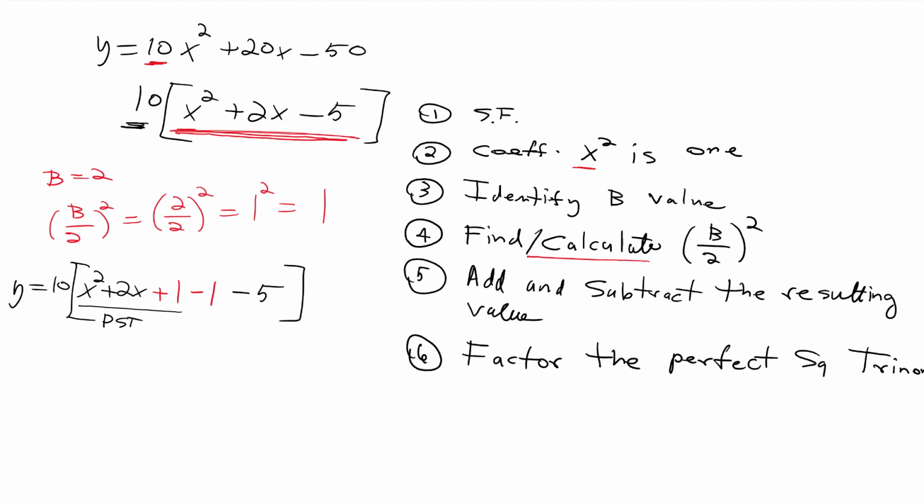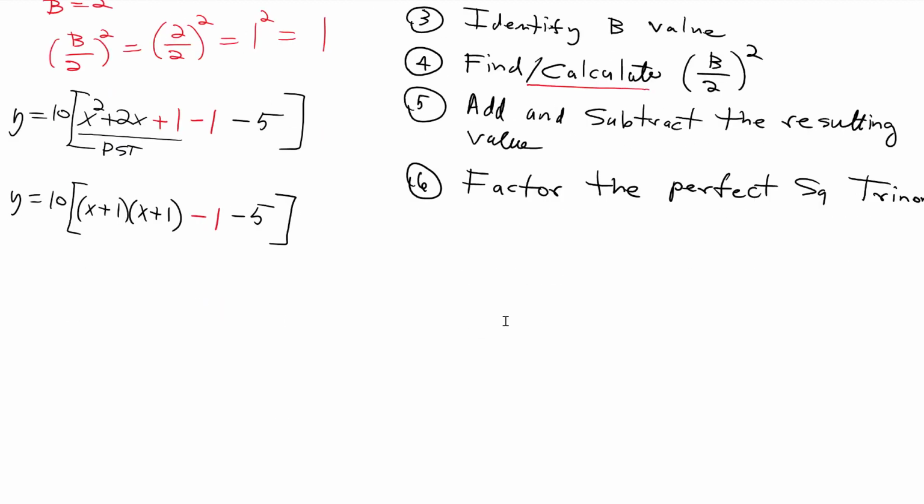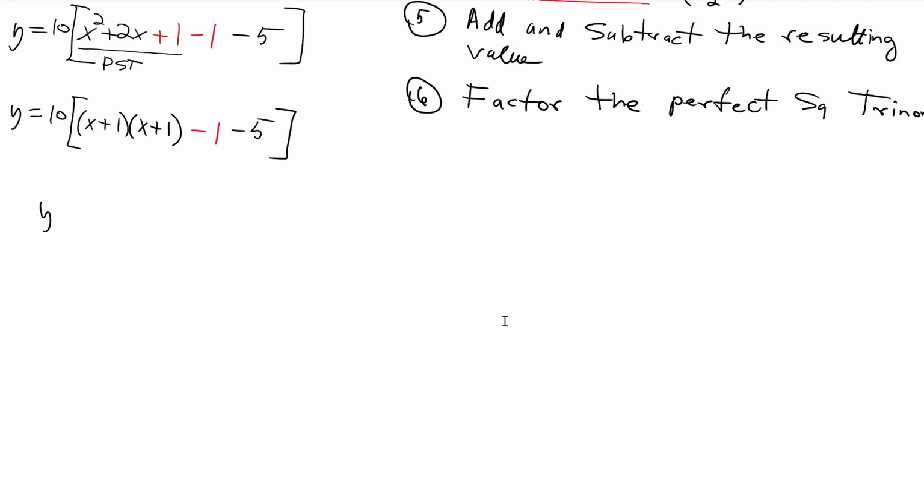All right, so let's go ahead and factor that. Y is equal to 10, and it's going to be (x plus 1) times (x plus 1), then minus 1 minus 5, close bracket. Now, we just factored the perfect square trinomial. Let's finish simplifying. Y is equal to 10. This is (x plus 1) squared, and negative 1 minus 5 is negative 6.